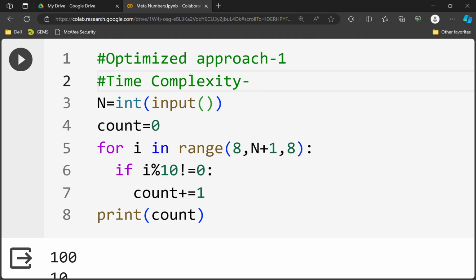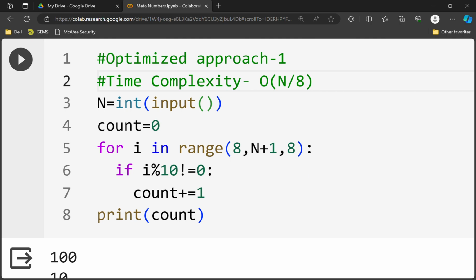Big O of n by 8. Of course, there is no representation like n by 8, n by 10, etc. I would like to show you that it consumes lesser time compared to the previous approach. Okay, n by 8. So it is optimizing. It is an optimized version of the previous one. This will reduce the time complexity.